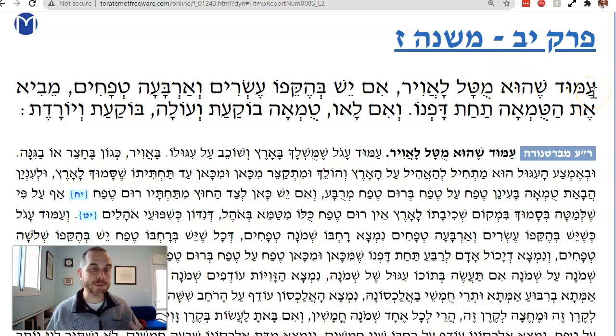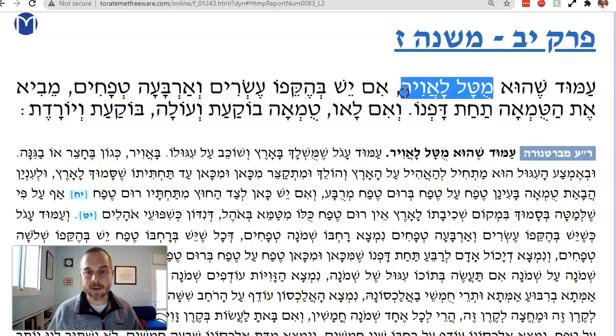Says the Mishnah. So what happens if you have a log and you have tumah under a log? Does the tumah transfer or not? Says the Mishnah: Amud shu mutal la'avir. If you have an amud, a beam, really a log, that's mutal be'avir. I mean, it's not in a house; it's outside.